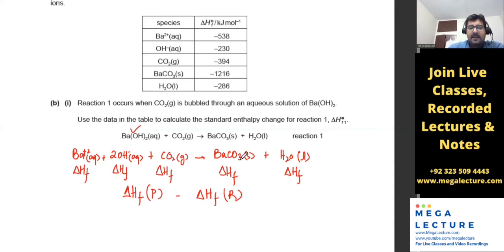So your products are these two. It's minus 1216, and water, that's minus 286. You have to be very careful with the signs. Minus the reactants. In the reactants, they have barium ions, that's minus 538. And you've got 2 OH ions, that's minus 230 into 2. And then you've got CO2, which is minus 394.